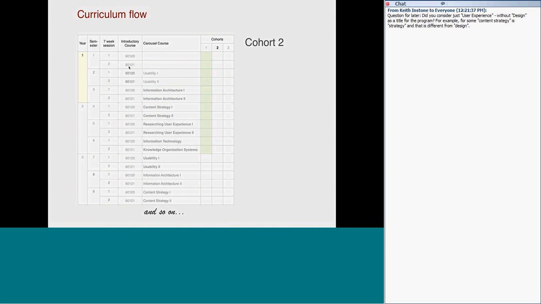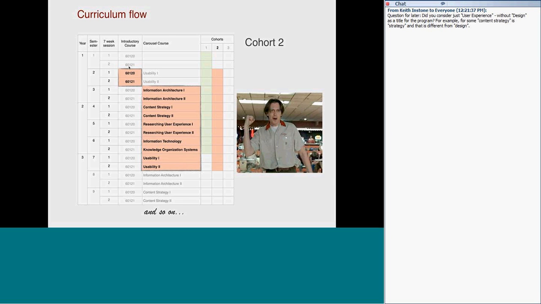While they were doing this, a second cohort comes in, also 1st year, but the 2nd semester, taking the introductory courses, while cohort 1 is taking usability 1 and 2. Then they drop down, and they're taking information architecture along with the 1st cohort. You see, there are 2 sections of information architecture and content strategy, and then the 2nd cohort will take 1 and 2 as their last courses, and then they graduate.